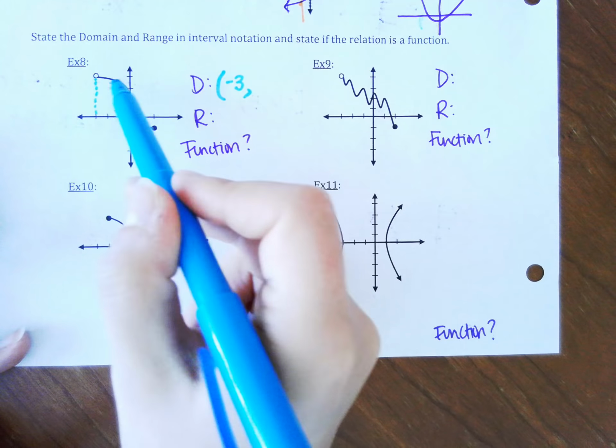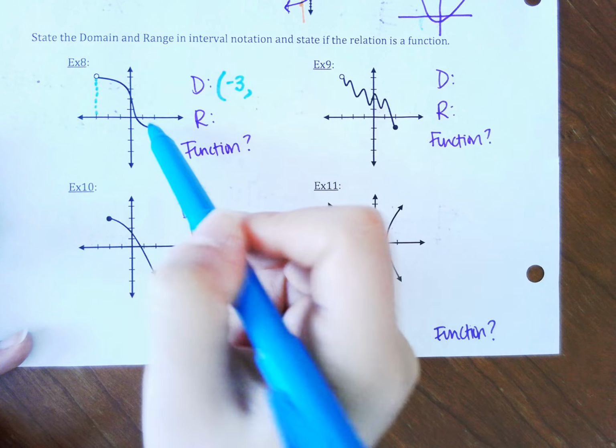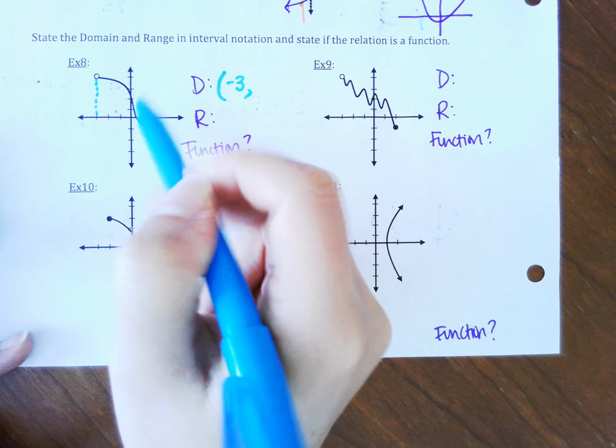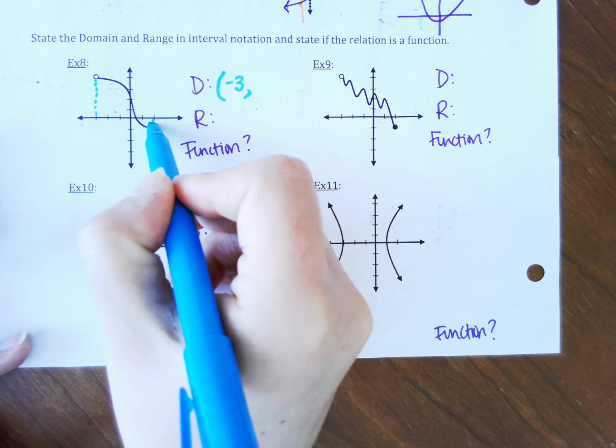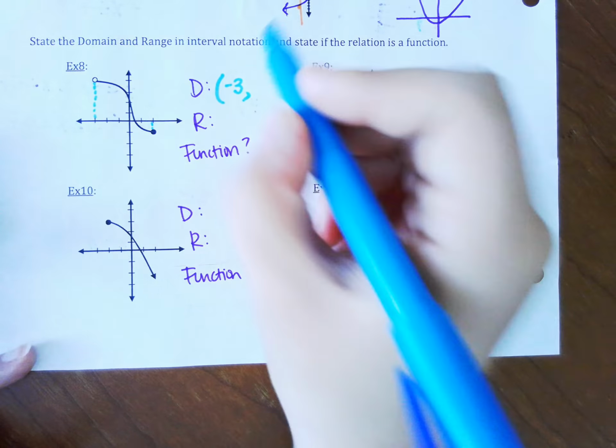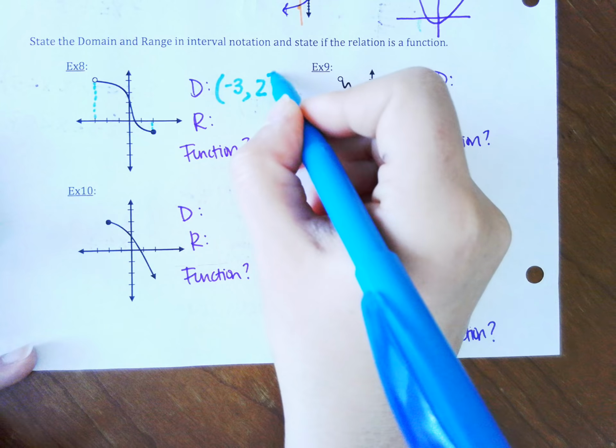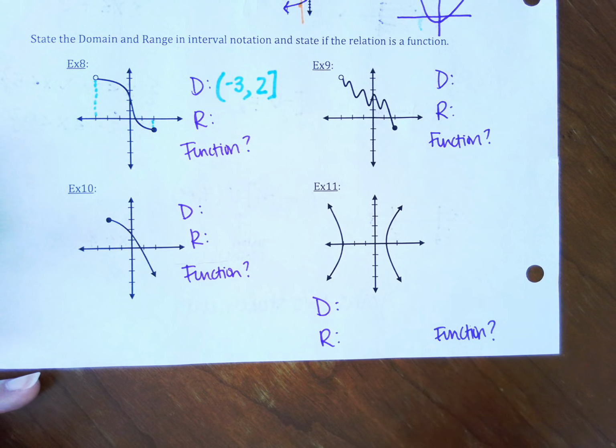And then we go along our function, or our relation. We don't know if it's a function yet. We haven't answered that question. And we hit this point over here. We go all the way to the right, which is at 2. And this is a closed circle, so we include our 2 value with a bracket.